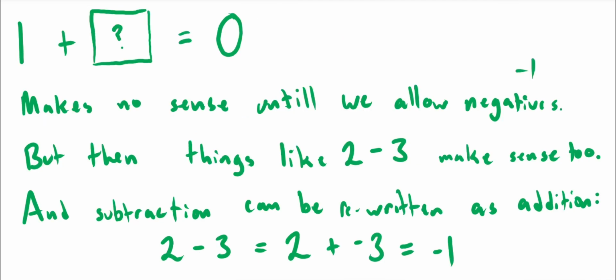Or is there? This question makes no sense until we allow the negative numbers to exist, in particular -1 in this case. But if we allow the negatives to exist, if we give some meaning for that, then a bunch of other equations also make sense. Anytime I say a smaller number minus a larger number, it suddenly makes sense as well. So more equations become solvable. And subtraction can now be rewritten as addition. We take subtraction and instead add the negative of the thing that we are subtracting.